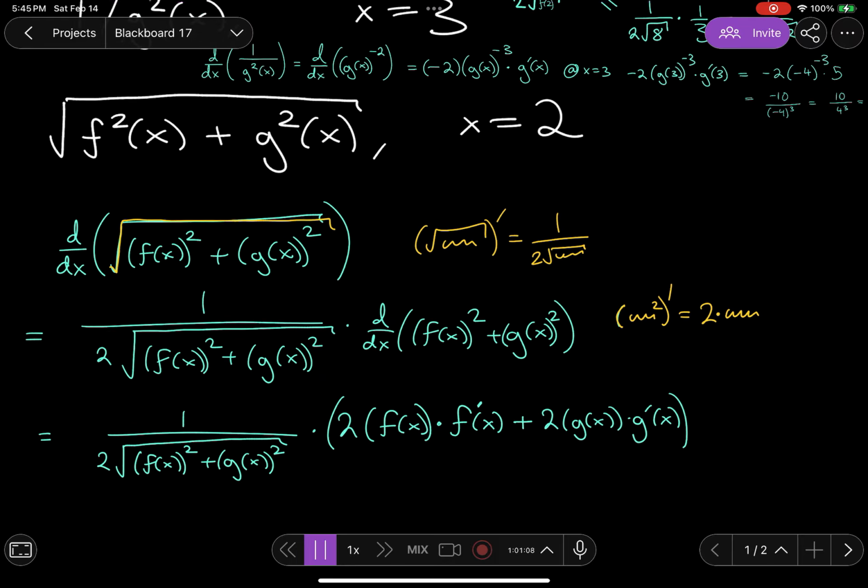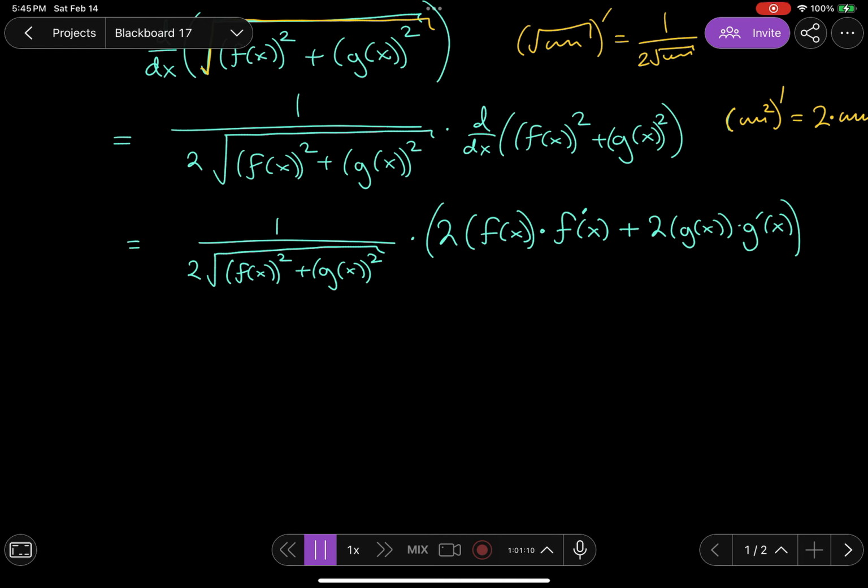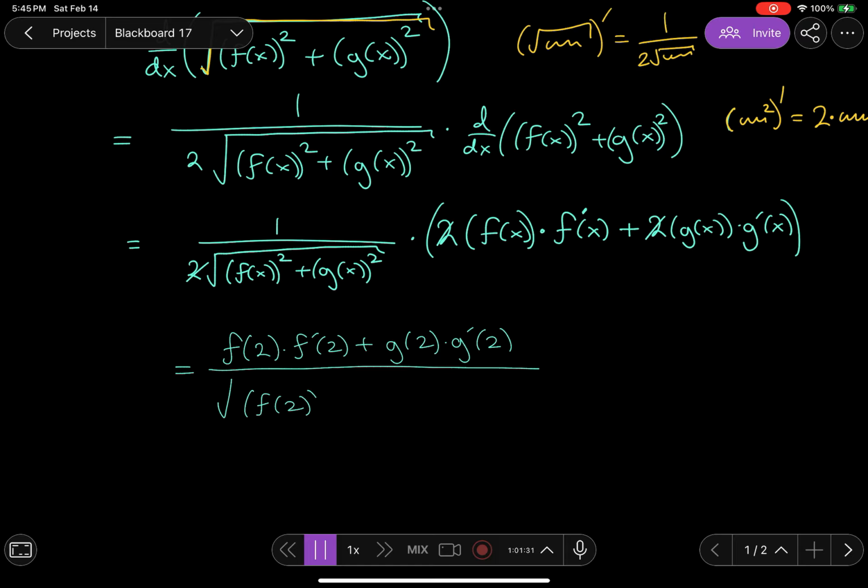I want to evaluate this at 2. So also I'm noticing that 2's are going to cancel, so that's nice. It looks like my final answer is going to be, well, this isn't my final answer, but I have f of 2 times f prime of 2 plus g of 2 times g prime of 2, all divided by the square root of f of 2 squared plus g of 2 squared.